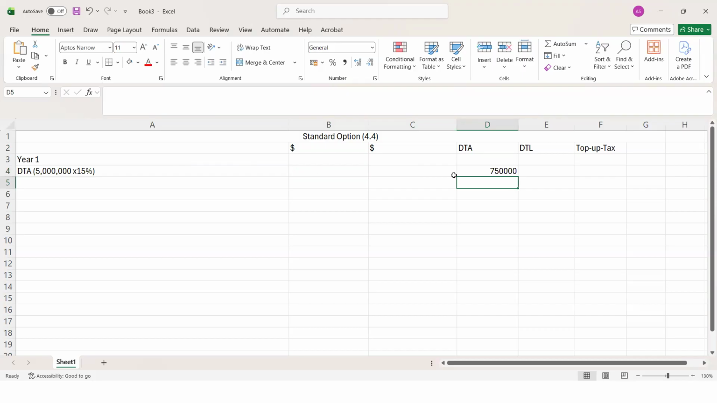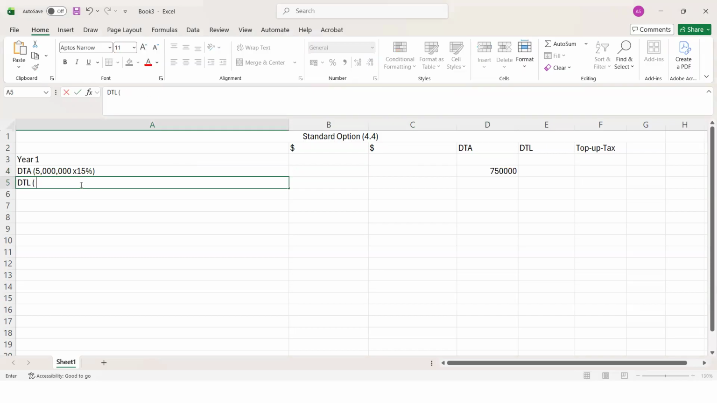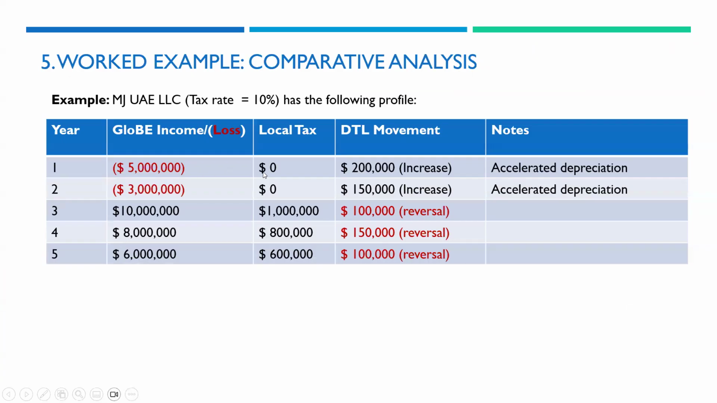Yes, I will have a DTA of 750,000, 750K. Okay, so what would be my DTL? They have given that there is an increase in DTL of 200,000. This year's deferred tax expense is 200,000 because of some accelerated depreciation.